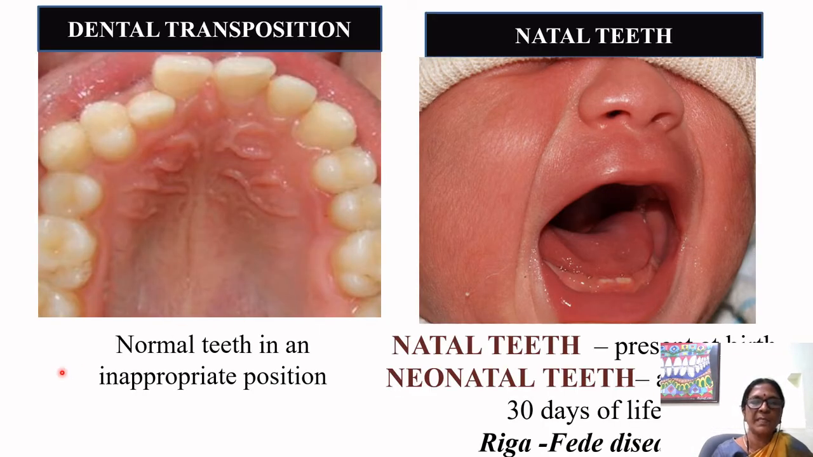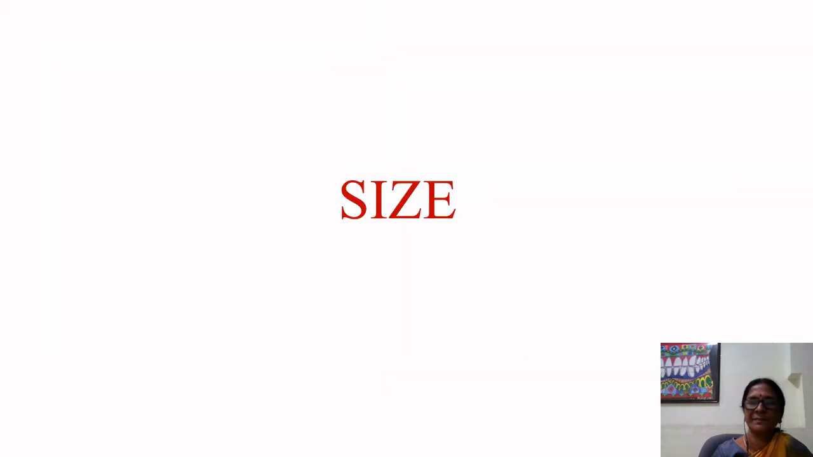One more abnormality is the dental transposition, where normal teeth are in an inappropriate position. You can see a premolar here just before the canine. Natal teeth are present at birth, and neonatal teeth erupt within 30 days after birth. Now coming to the size.